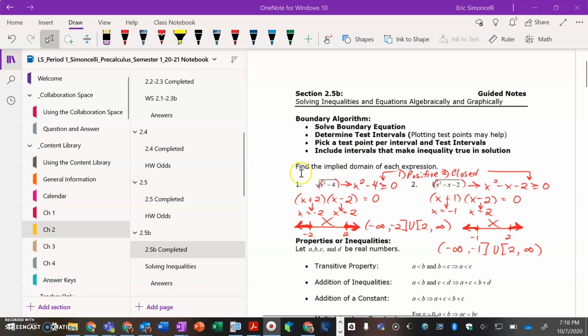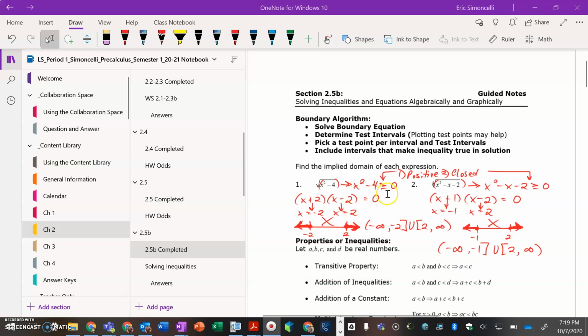As we take a look at this very first example, it says find the implied domain of each expression. So for number one, we have the square root of x squared minus 4. Now we should recall that x squared minus 4 is a quadratic that we can actually solve separately on its own. However, in this particular case, because it's under a square root, we're going to need to set it greater than or equal to 0.